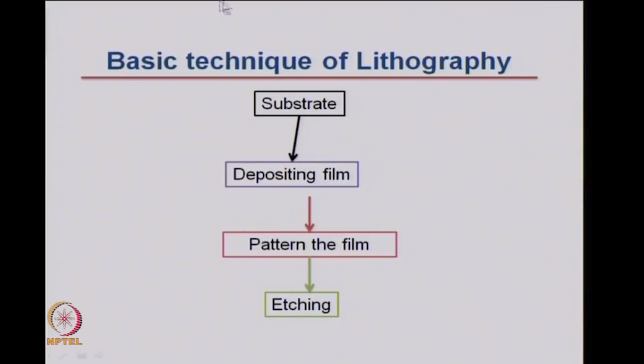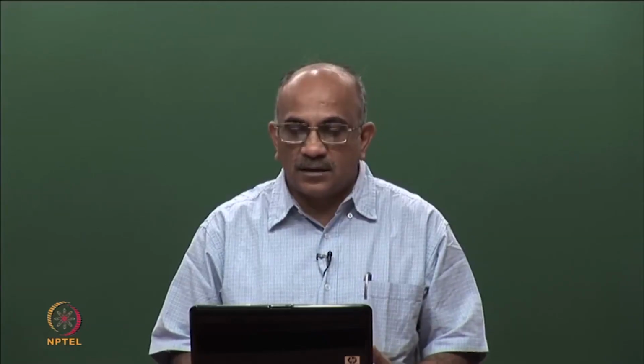Now, the basic technique of lithography is that you take a substrate. So, your substrate becomes like the rock or the stone of early days, where people used to write something. In the modern day we call it the substrate. The substrate can be glass, or it can be silicon, or silica. It depends on what you want to do with it. A very important substrate is of course silicon.